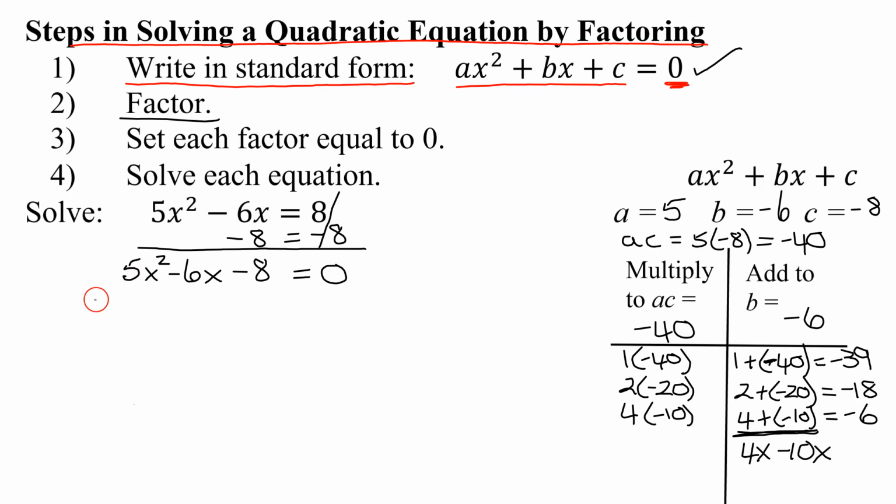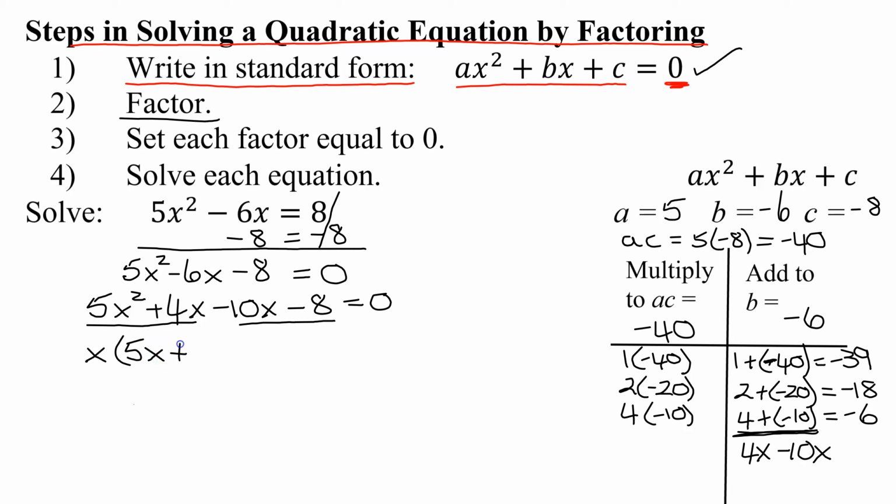So I'm going to rewrite my equation here, 5x squared, and instead of negative 6x, I'm going to write plus 4x minus 10x minus 8 equals 0. And the reason we do that is now I have 4 terms, so I can factor by grouping. What do the first two have in common? I think the only common factor is an x. I factor that out. You factor x out of 5x squared, you get 5x. Plus factor x out of 4x, you just get 4. So I have x times 5x plus 4.